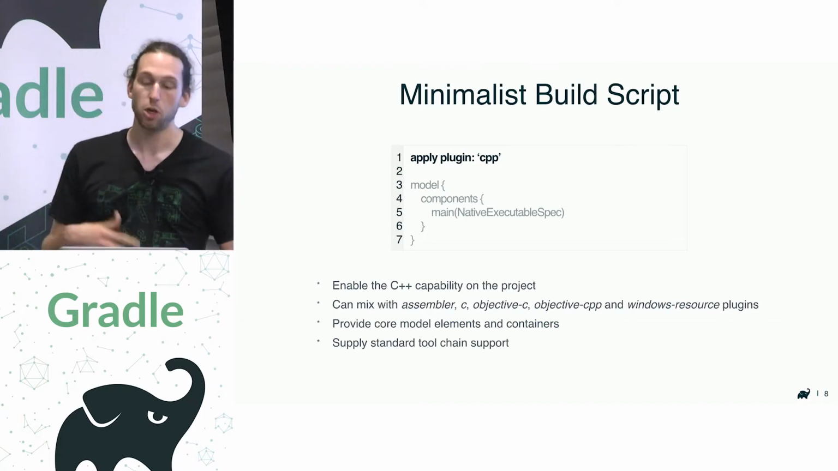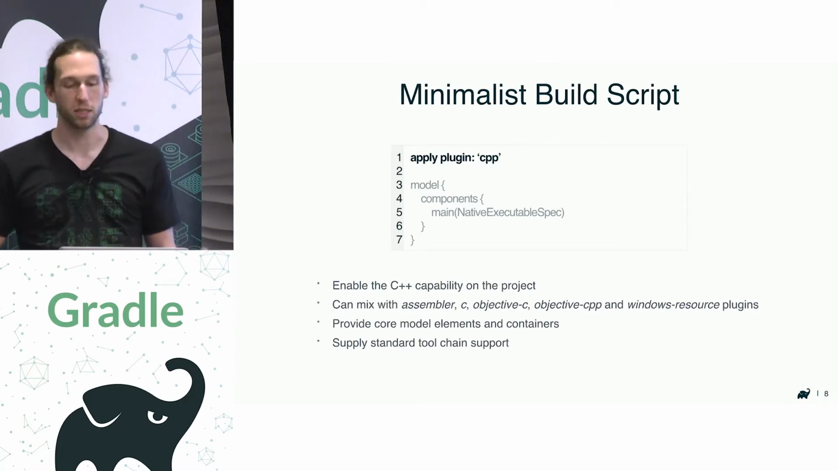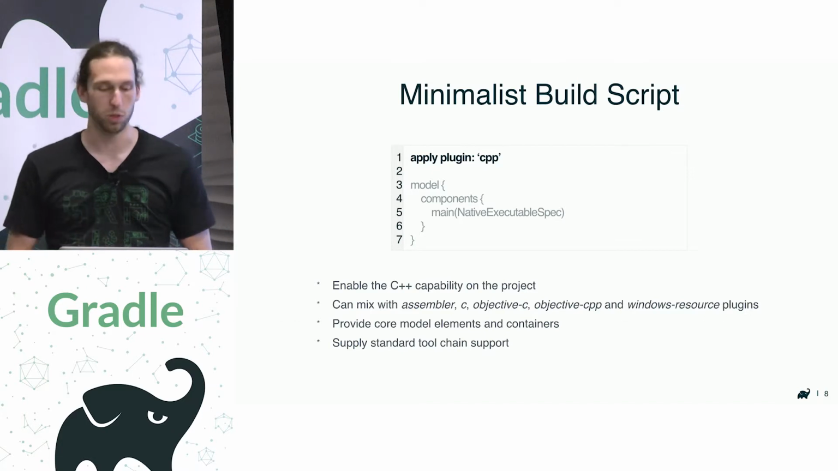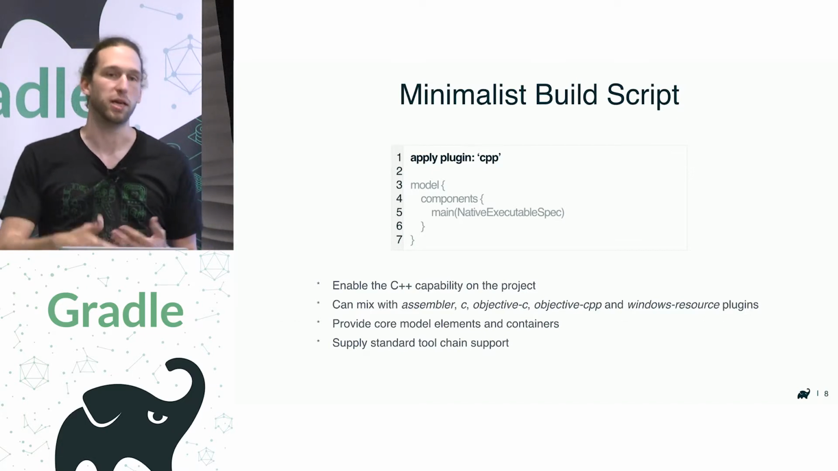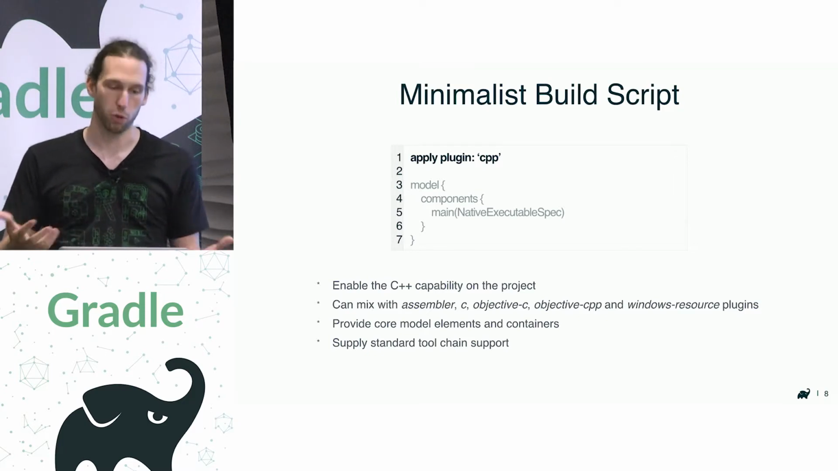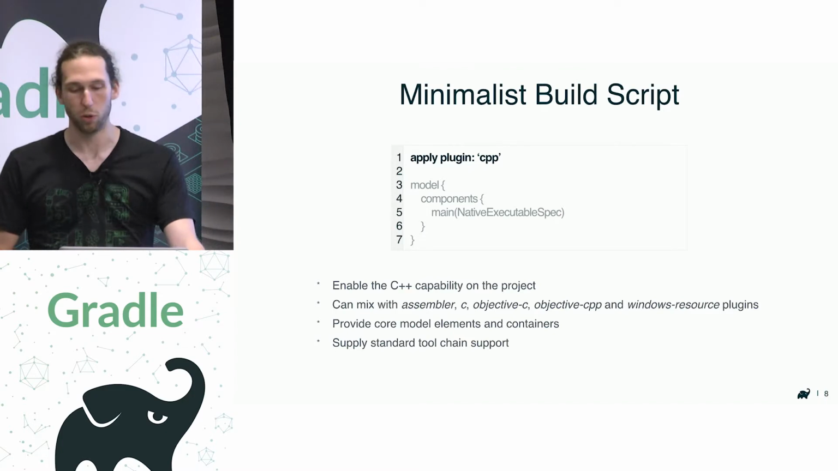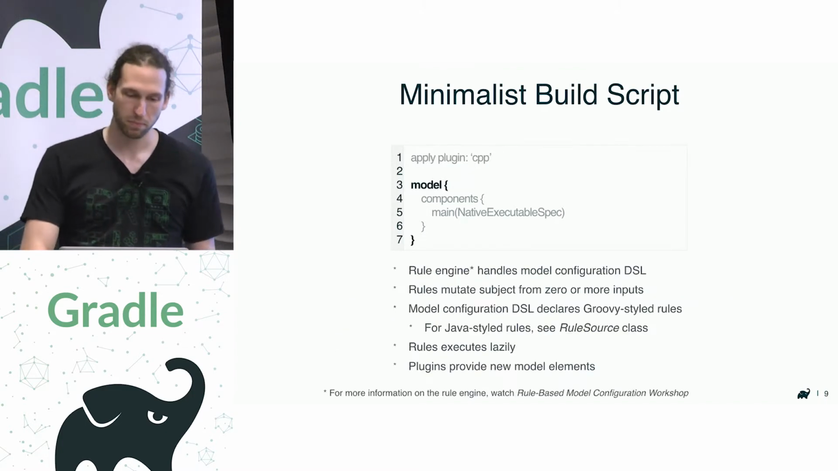containers. There are other plugins that exist to add other languages. We're talking about assembly, C, Objective-C, Objective-C++, Windows resource. Those plugins can be mixed in to add those capabilities, depending on what you actually want for your project. It also supplies some standard toolchain support, which we're going to see a little bit later.